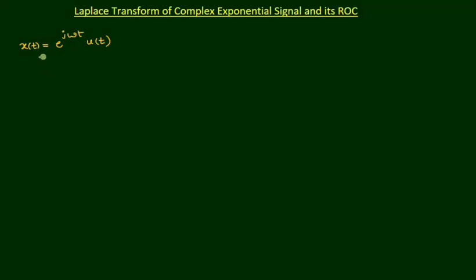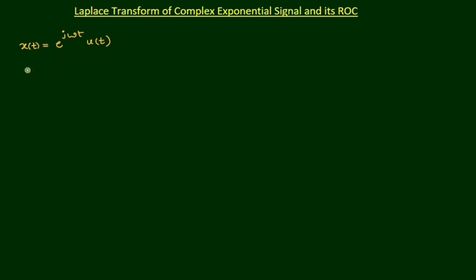Welcome to this lecture. In this video, I will discuss the Laplace transform of a complex exponential signal and its ROC. The complex exponential signal is expressed as e power j omega t into u of t, where u of t indicates that the signal exists only on the right side, that is, the time axis 0 to infinity, which we can also call a causal signal.